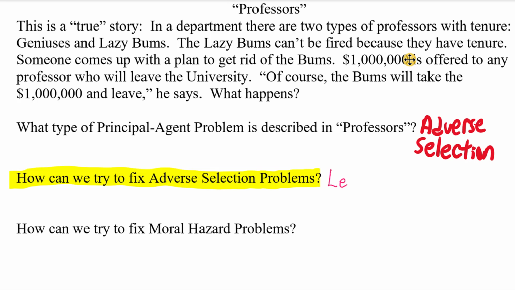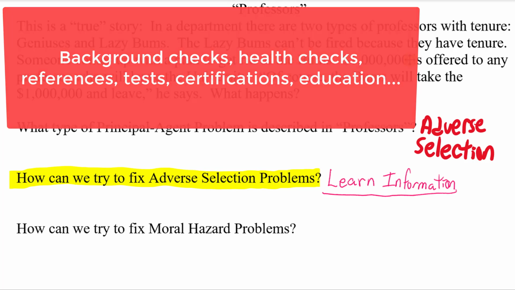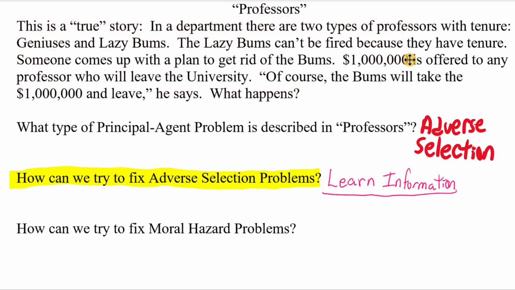Learn information, do your research about people, interview them, check their health, and based on what you learn, adjust the terms of the contract to fit the person. So if somebody signs up for your dental insurance and they have bad teeth, charge them more. If an old sick person wants life insurance, charge them more. If somebody wants to work for you and they don't quite have the qualifications that you need, either don't hire them or pay them less.